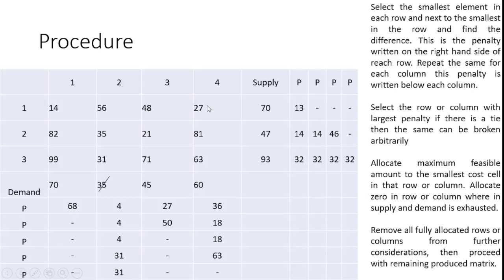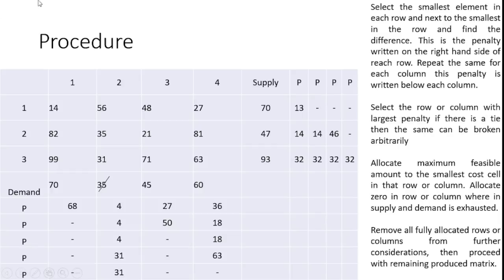Okay, we have to find the difference between both, 27 and 14, so that we get the difference as 13. This is the penalty. We can write it on the right hand side of the row and call it a penalty. This is the penalty written on the right hand side of each row. Repeat the same for each column. This penalty is written below each column.